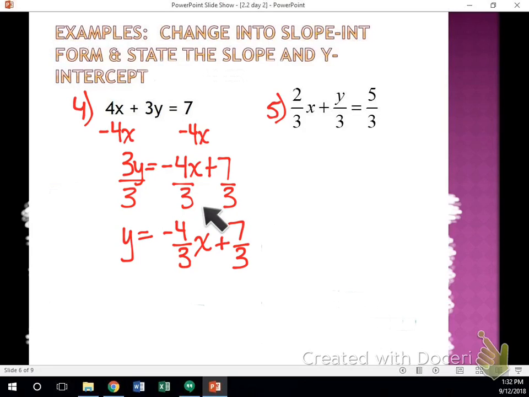If you wanted to leave the x up in the numerator, technically that's not wrong. However, I like to write it next to the fraction instead of in the fraction. I think that makes it easier to identify our slope and our y-intercept. What is the slope? Negative 4/3. So the slope is the m, it's getting multiplied to x. Y equals mx plus b. So my y-intercept is 7/3.